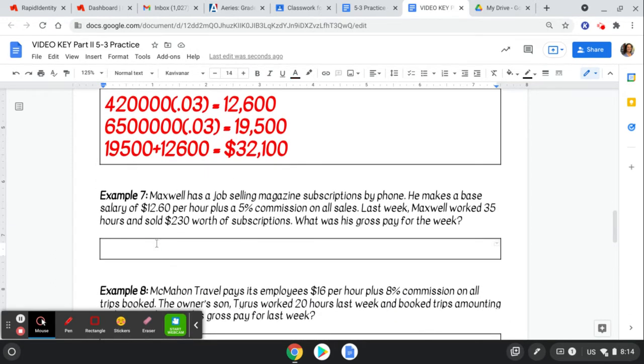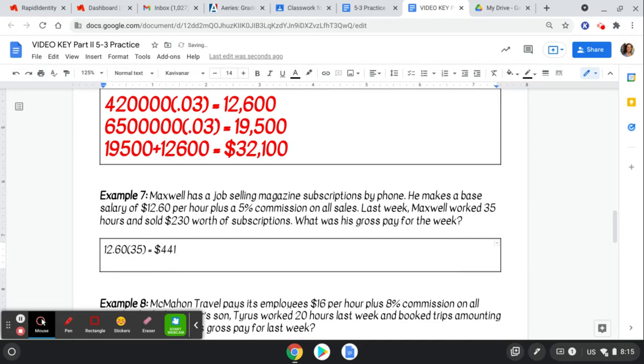Maxwell has a job selling magazine subscriptions by phone. He makes a base salary of $12.60 per hour plus 5% commission on sales. If he worked 35 hours and sold $230 worth of subscriptions, what's his gross pay? So we do $12.60 per hour for his 35 hours. Go ahead and grab your calculator and do that. I'm getting a total of 441. Check me on that. And then it's plus 5% commissions on his sales of $230.